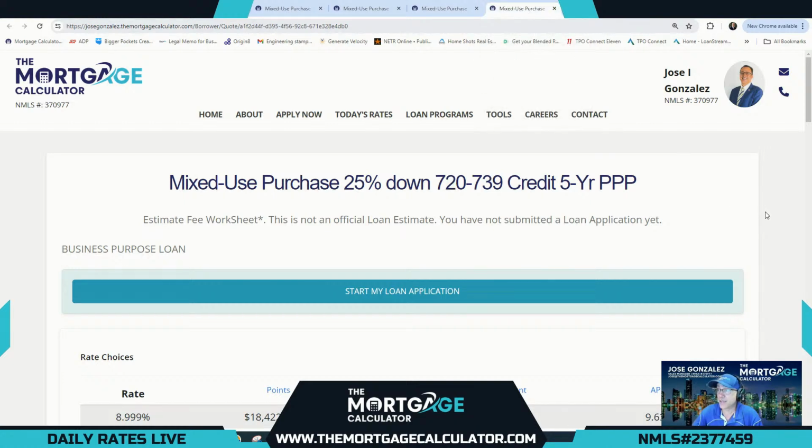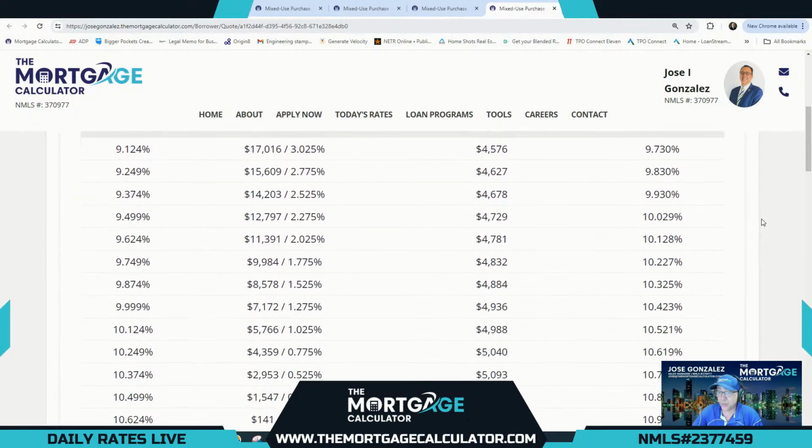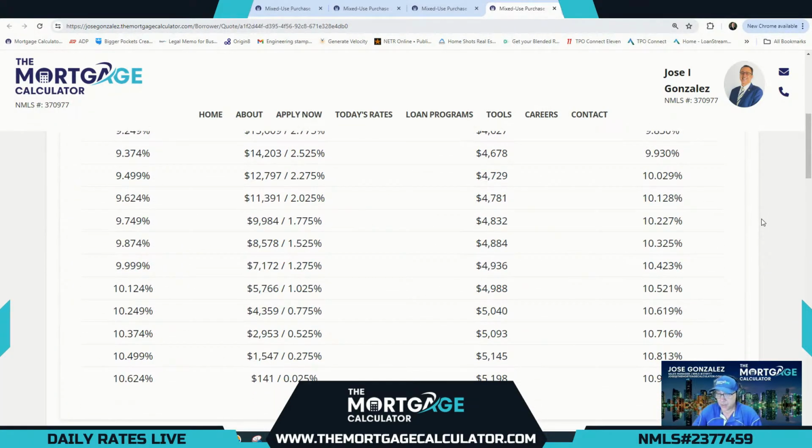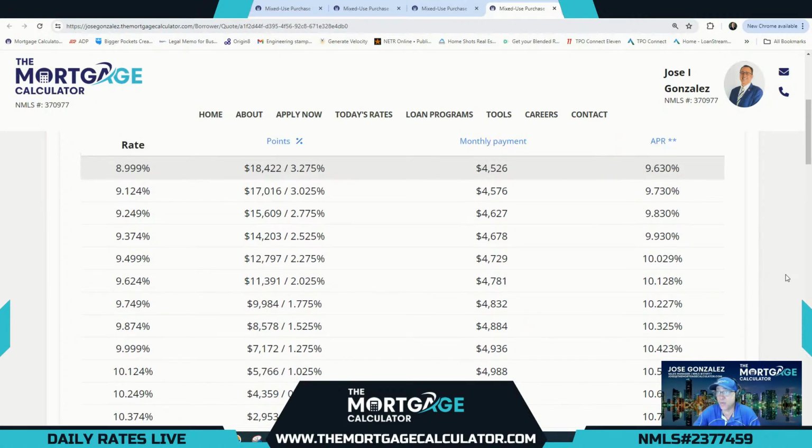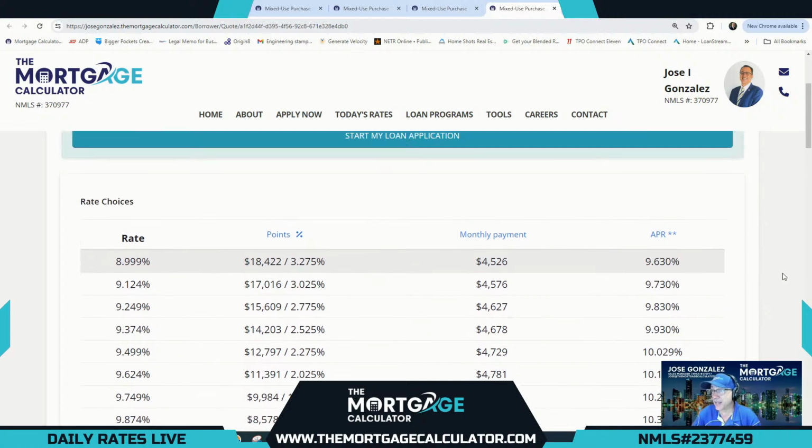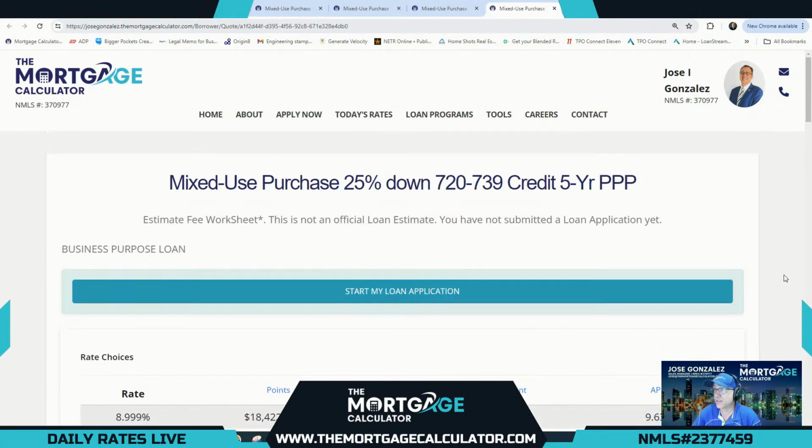So for our 720 to 739 borrower, rate does go up a little bit. The other one, we were 10.499, almost at par. Here we are 10.624, almost at par. And you can buy that down all the way to 8.999. Don't forget that last 9 with our 720 to 739 borrower.